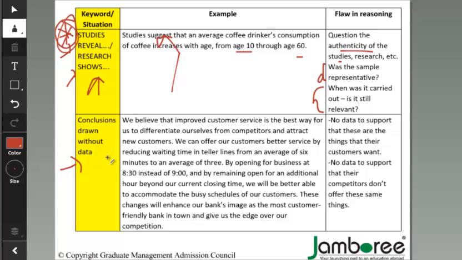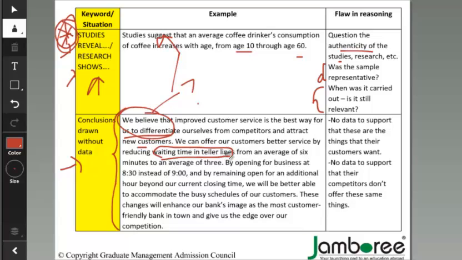Let's read this paragraph to explain further. We believe that improved customer service is the best way for us to differentiate ourselves. Okay, right. Now start attacking here itself. We believe. Where's the data for that? What led you to believe? For instance, we can offer our customers better service by reducing waiting time in teller lines. Now again, is this waiting time in teller lines the thing that the customer wants?